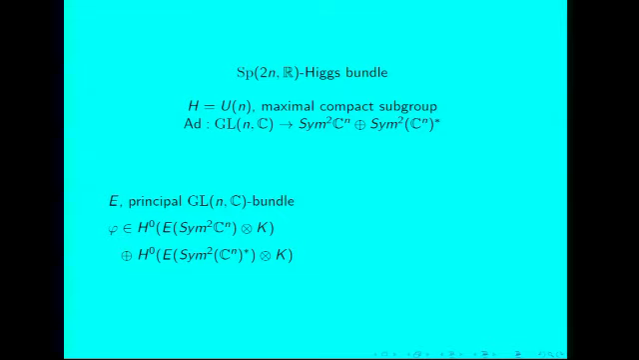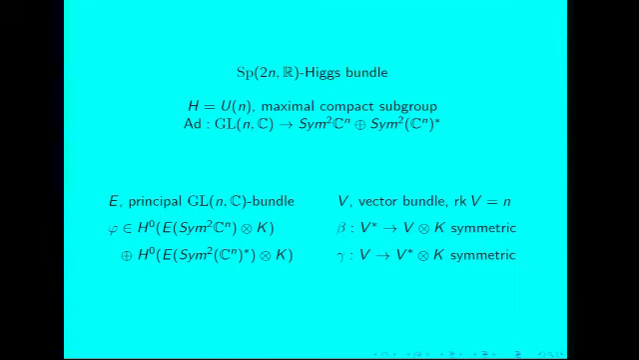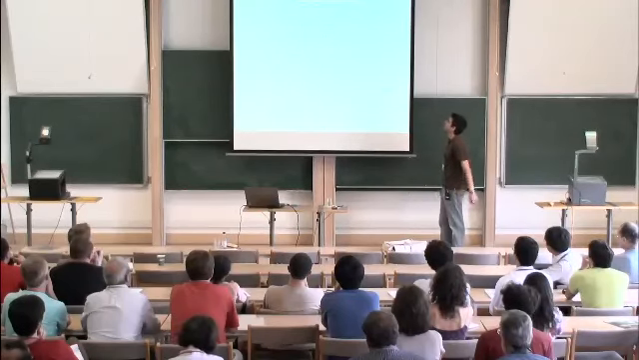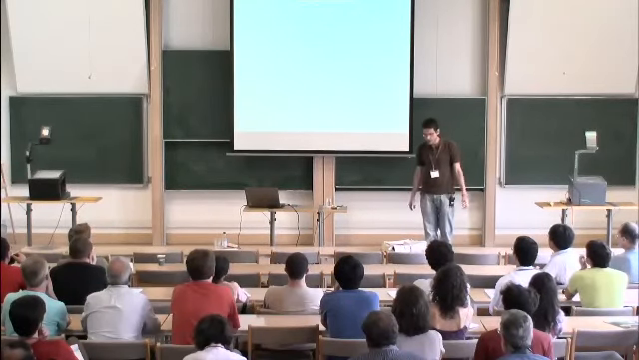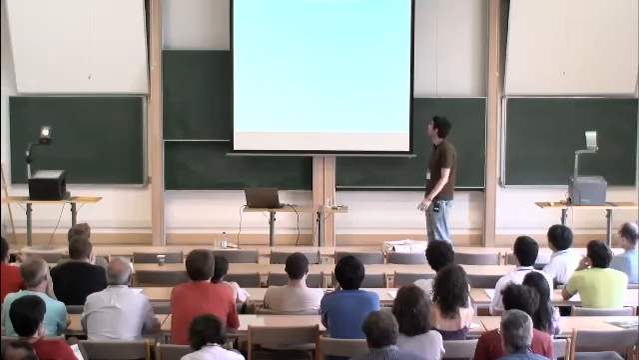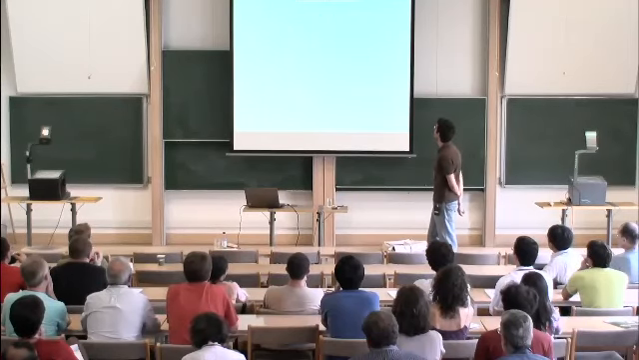We can translate this into vector bundle language if we take a holomorphic vector bundle V of rank n, and these two Higgs fields, we call them beta and gamma. Now gamma is symmetric. Imagine for a moment that apart from being symmetric, it's also an isomorphism. So if we slightly modify this by taking a square root of the canonical bundle, we get something like this.